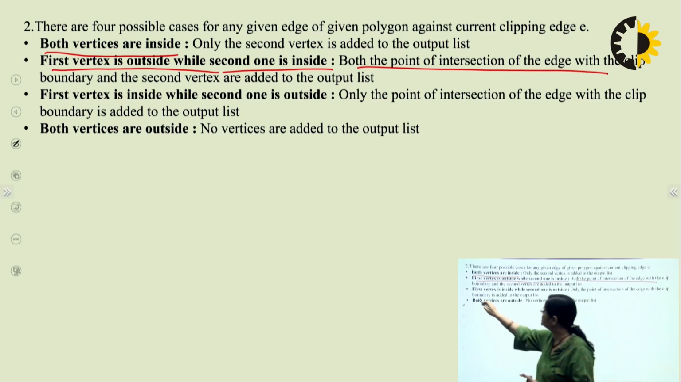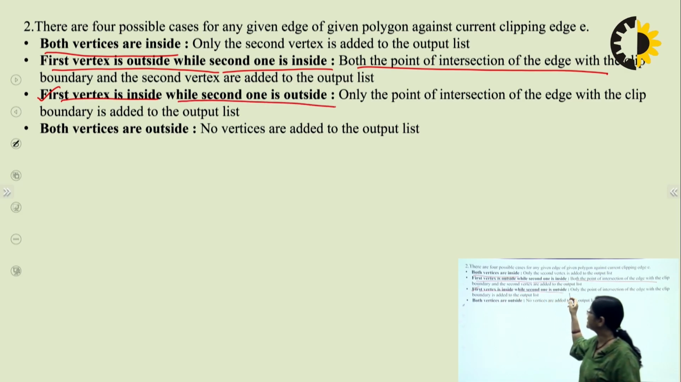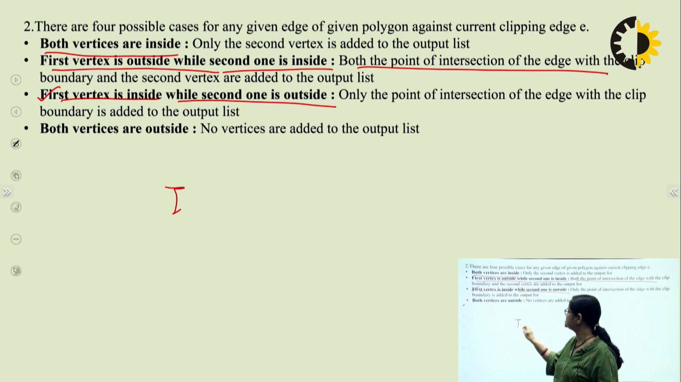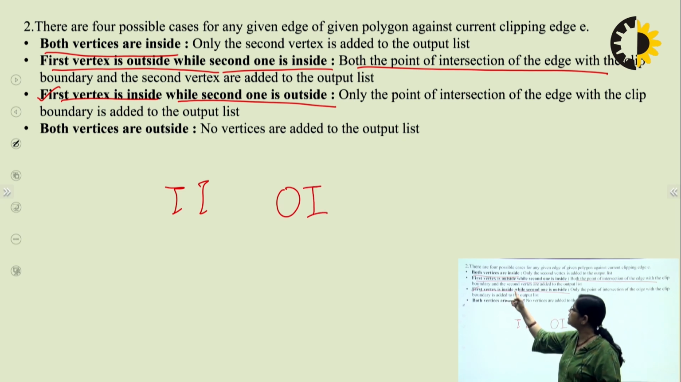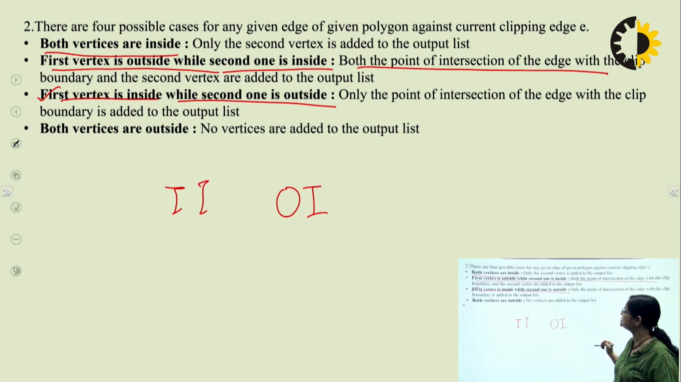Then the third point is that the first vertex is inside while the second one is outside. Okay, both inside, it means in. First vertex is outside and in, right? First vertex is inside while the second one is outside.